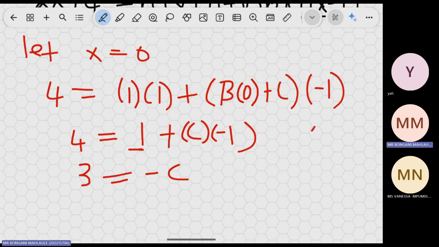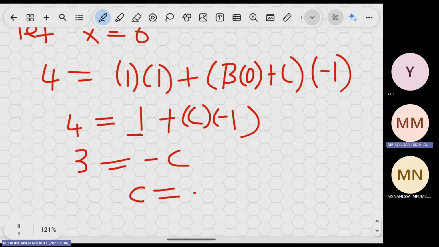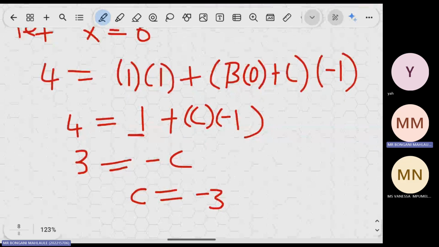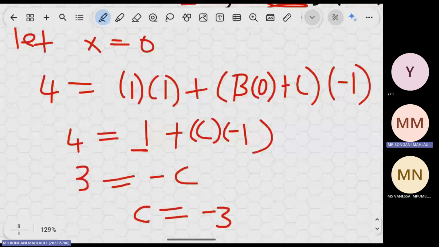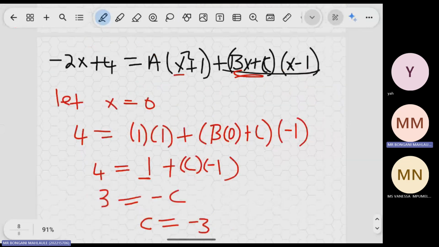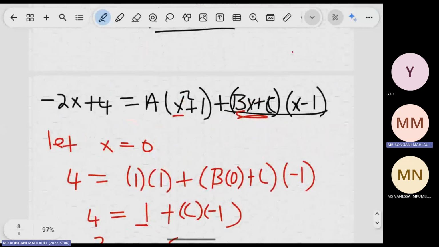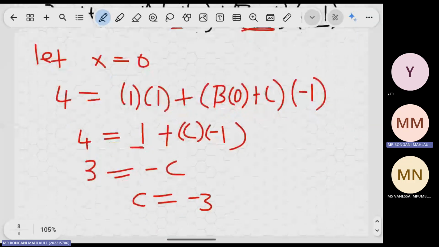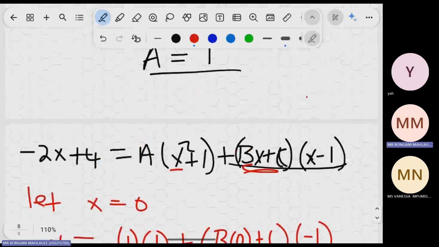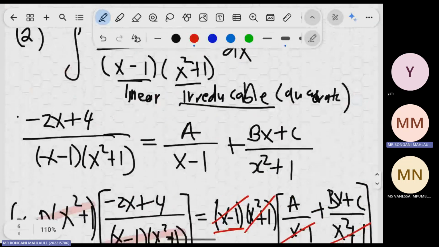Then you'll take this one to the left. Then you'll have c being equal to negative 3. C will be equal to negative 3. Is this correct? Let me check. Yeah, you'll get your c to be equal to negative 3. Let me see what we're having up here.